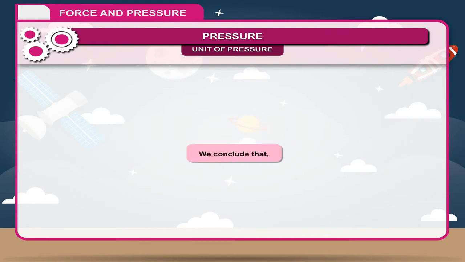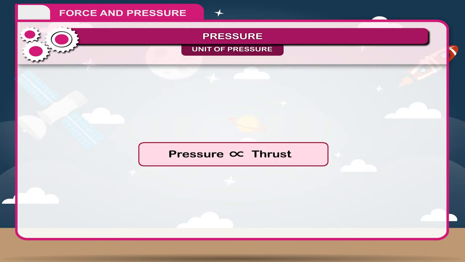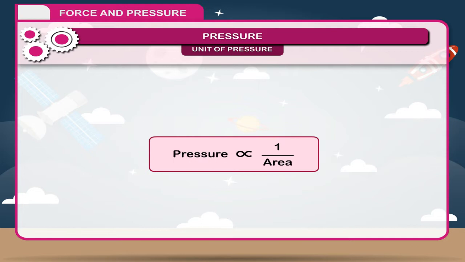We conclude that: 1. The pressure is directly proportional to the thrust, which means the greater the thrust, the greater is the pressure. 2. The pressure is inversely proportional to the area on which the force, thrust, is applied. The lesser the area in contact, the greater is the pressure.